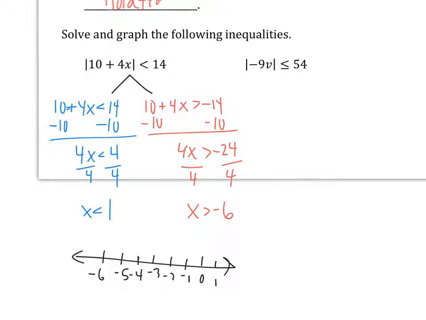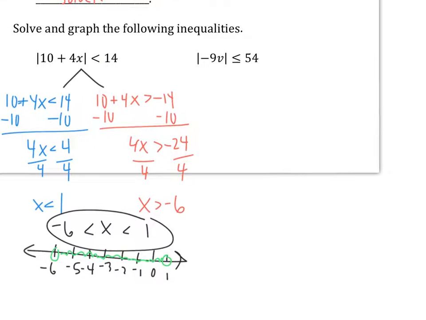So I will put an open circle at -6, open circle at 1, everything less than 1 but greater than -6. So I'll go ahead and write my solution set, and I'll put x in the middle, -6 on the left-hand side, 1 on the right-hand side, and x is less than 1 but greater than -6. All right, let's take a look at the second example.